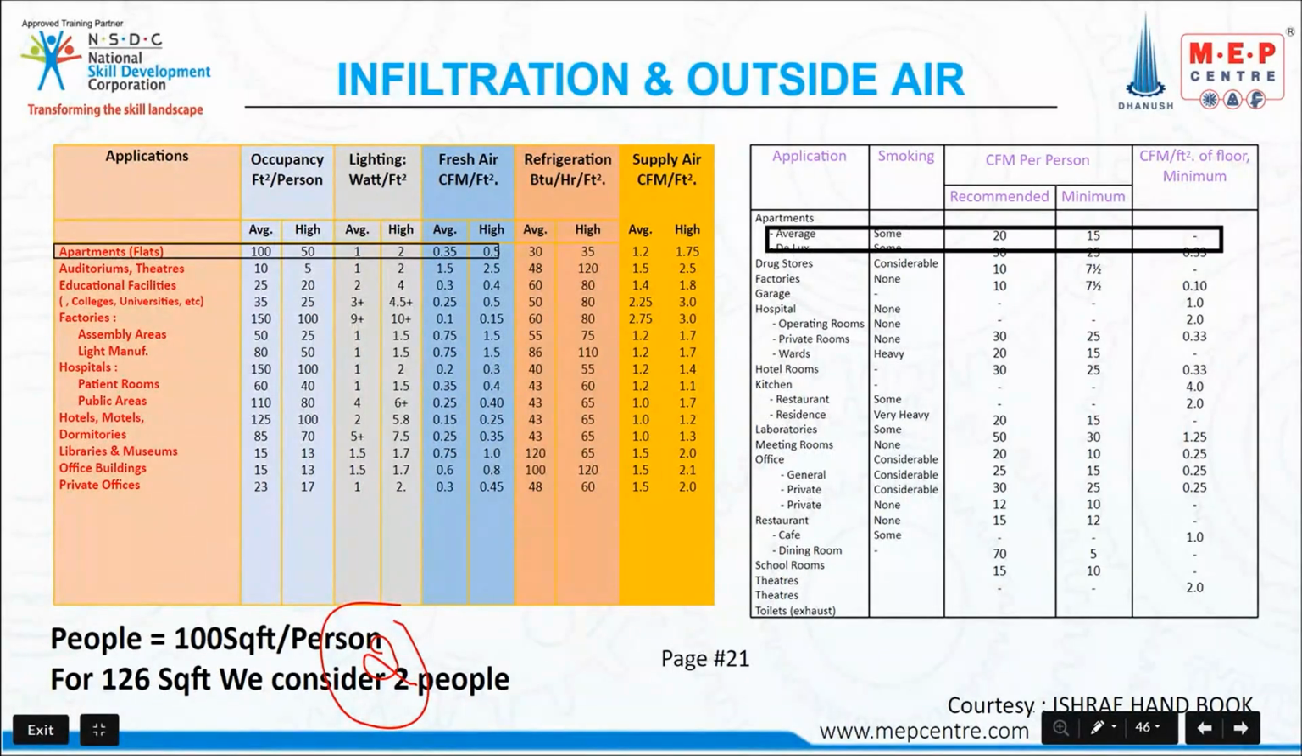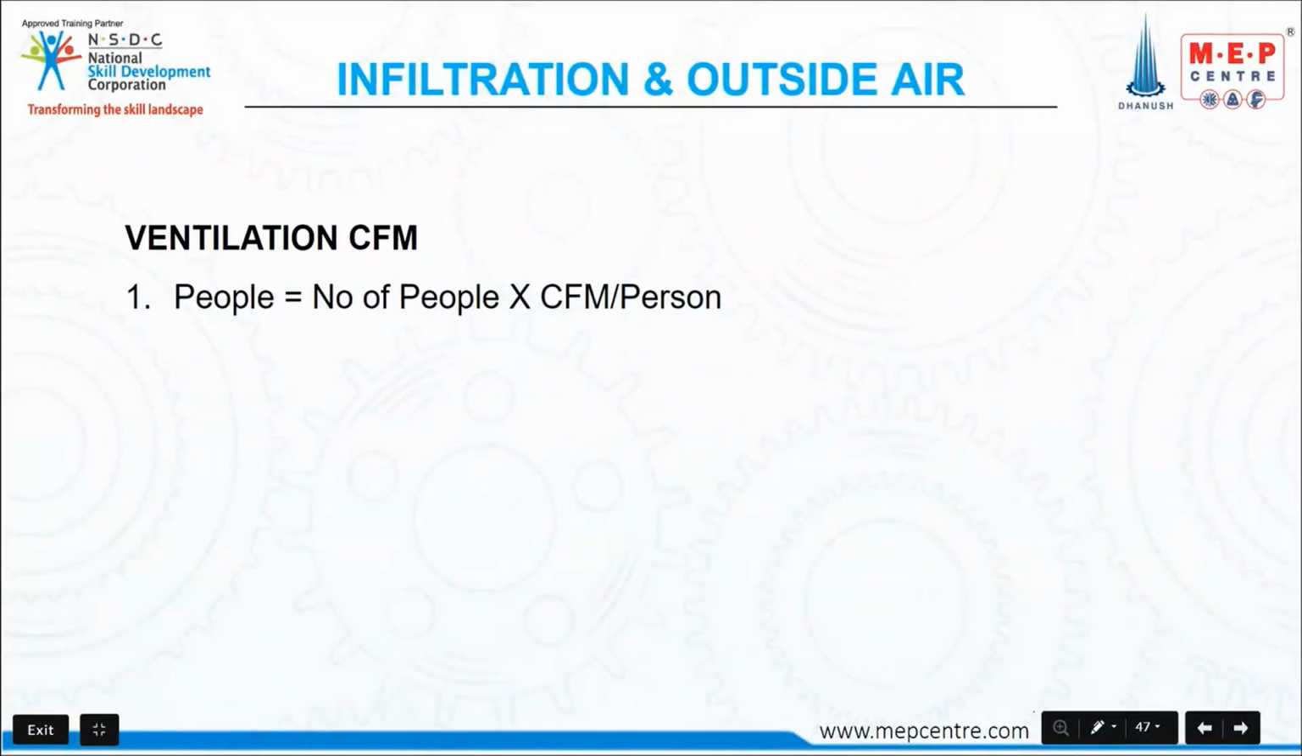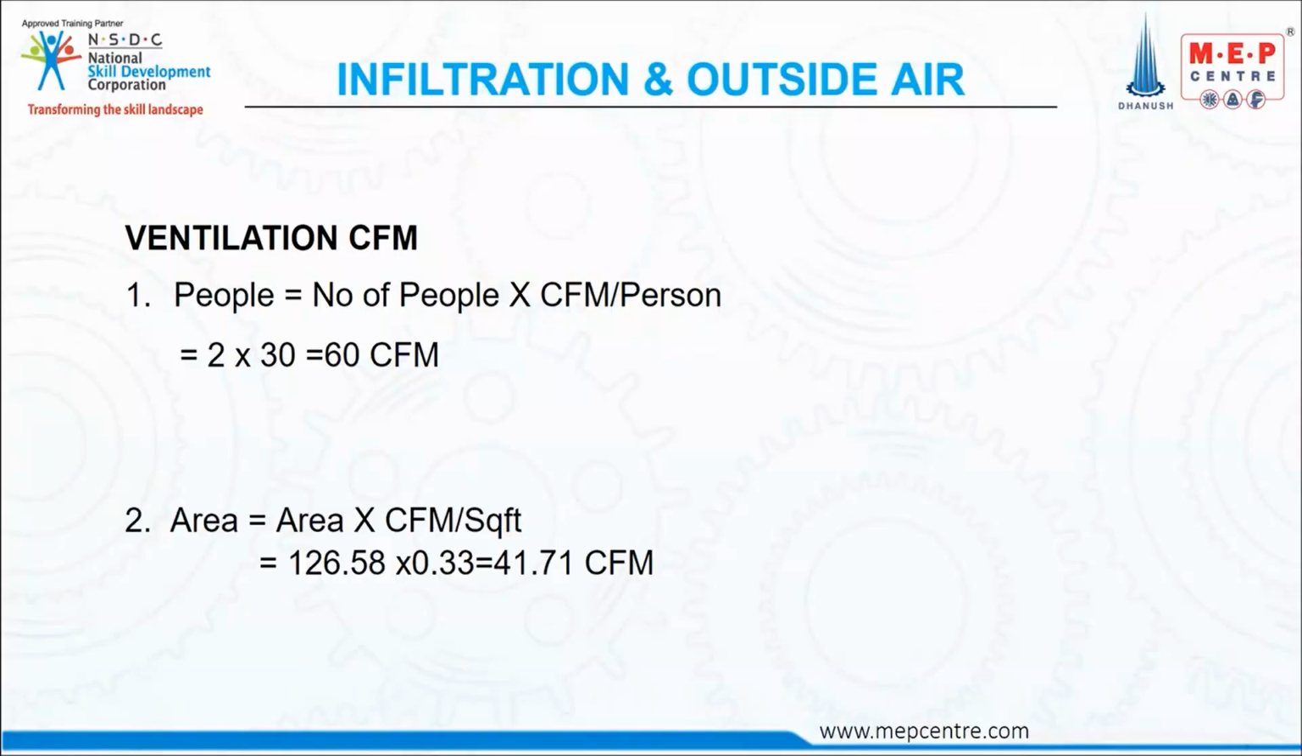From page number 21, the recommended CFM per person for a deluxe apartment is 30, and the recommended CFM per square feet is 0.33. Therefore, people equals number of people into CFM per person. How many people do we have? We have 2 people. 2 into 30 equals 60 CFM.